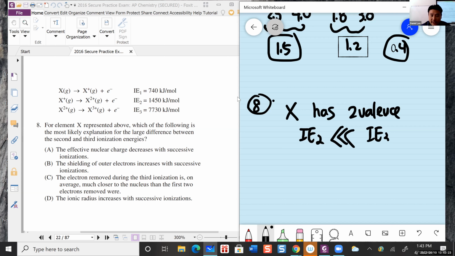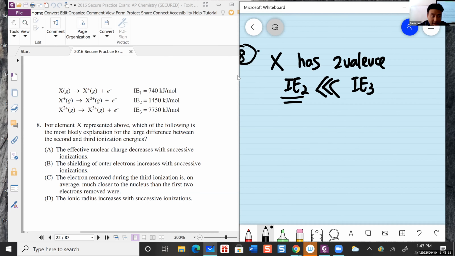It only loses up to two. The third one requires you to remove an electron from the inner level because you already lost the valence electrons. So the third electron requires you to remove from the inner level. So that's why the answer is C. C is the answer, yeah? So what does the C say? That the electron removed during the third ionization energy is much closer to the nucleus.